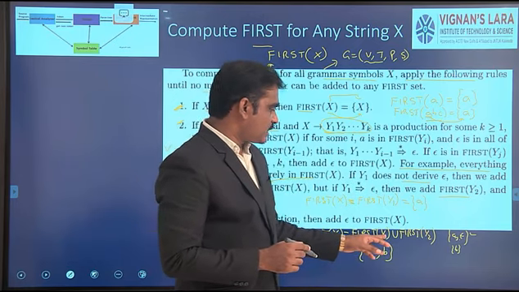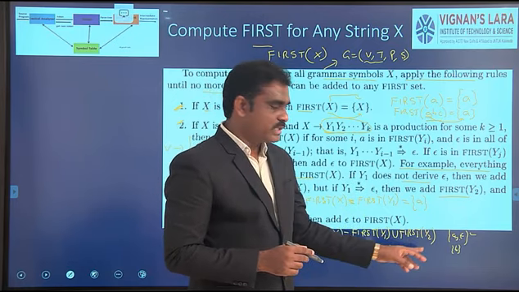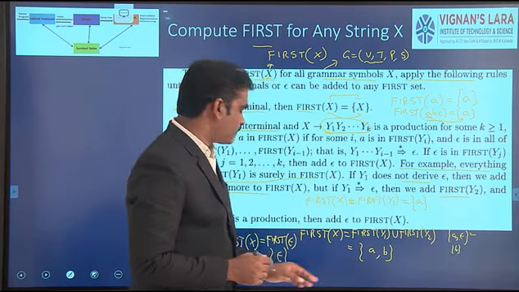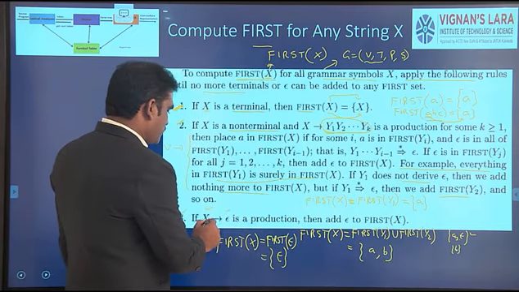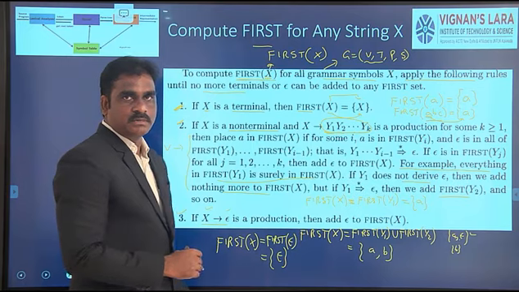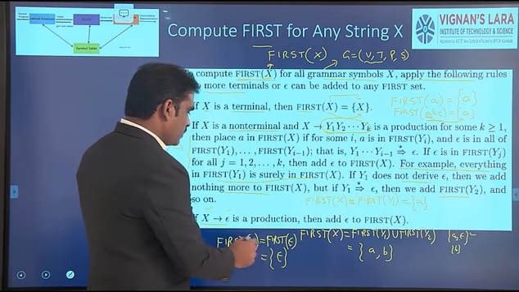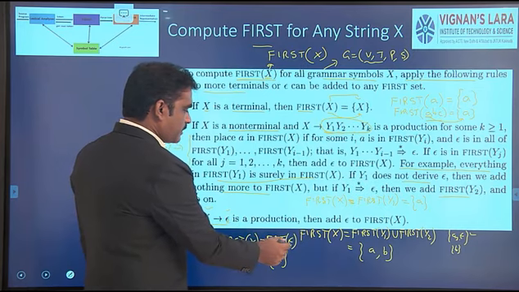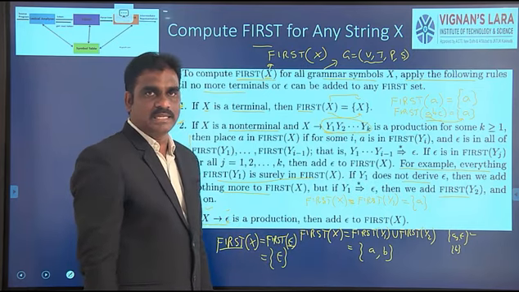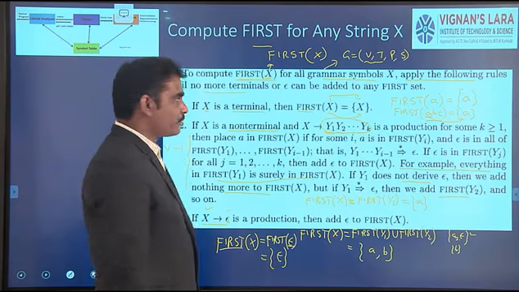So first of Y1 result is A and first of Y2 result is B. This is the answer. And the third possibility, suppose the production contains epsilon, then find first. So first of X equal to first of epsilon, because epsilon is a terminal symbol, so the result is the same symbol.